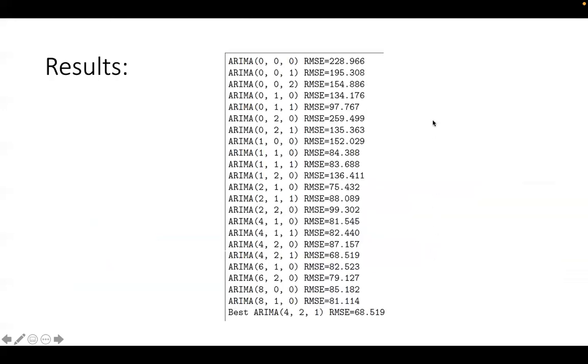And this is how it looks in practice. As you can see, we are iterating over each parameter and printing out the result. Finally, we see that the ARIMA configuration of 4, 2, 1 gives us the best prediction because it has the lowest score. So you can probably go ahead and use this as your final ARIMA prediction.